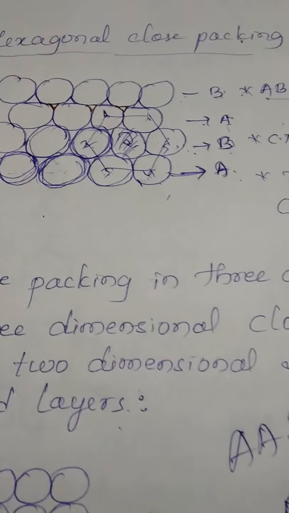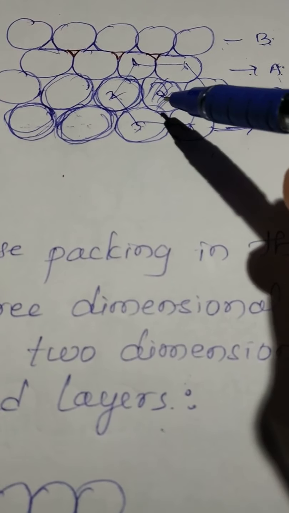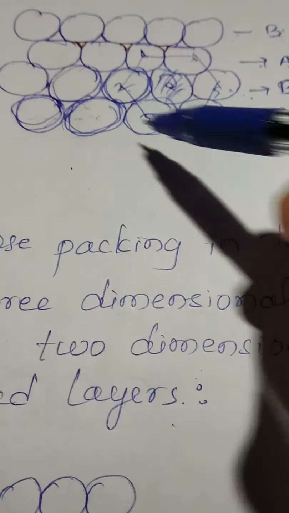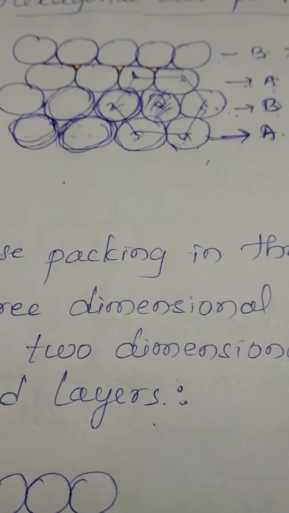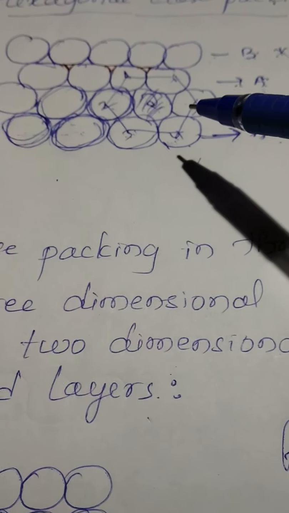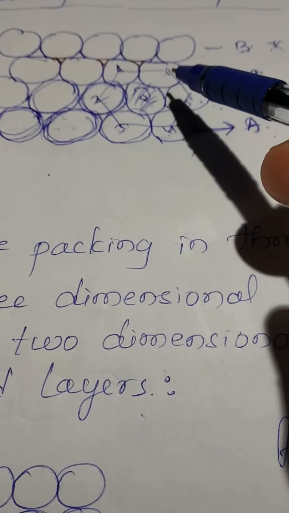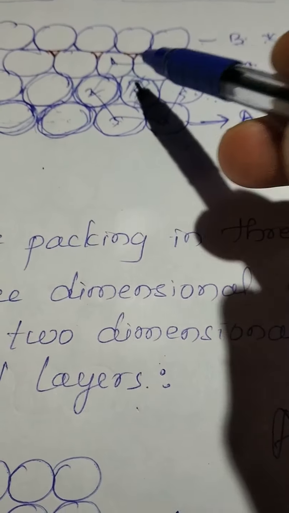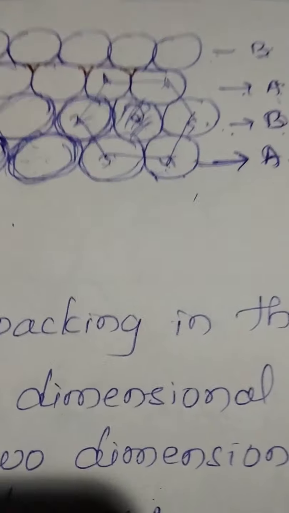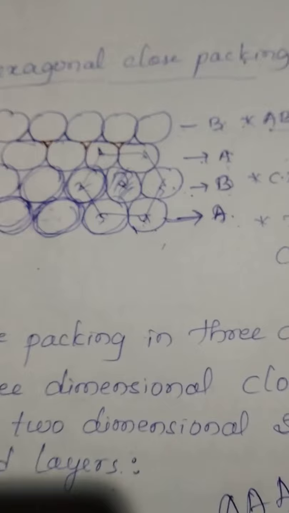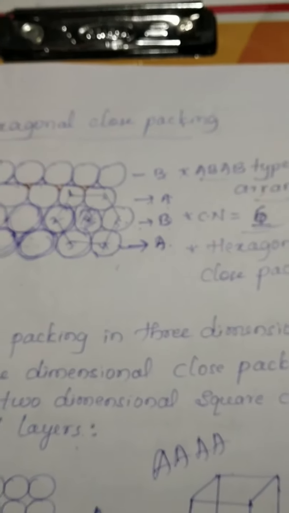And here the coordination number is 6, because each sphere in this arrangement is in contact with 6 of its neighbors. In this arrangement, coordination number is 6. If we join the centers of these 6 spheres, you will get a hexagon. Hence, this packing is called hexagonal close packing.